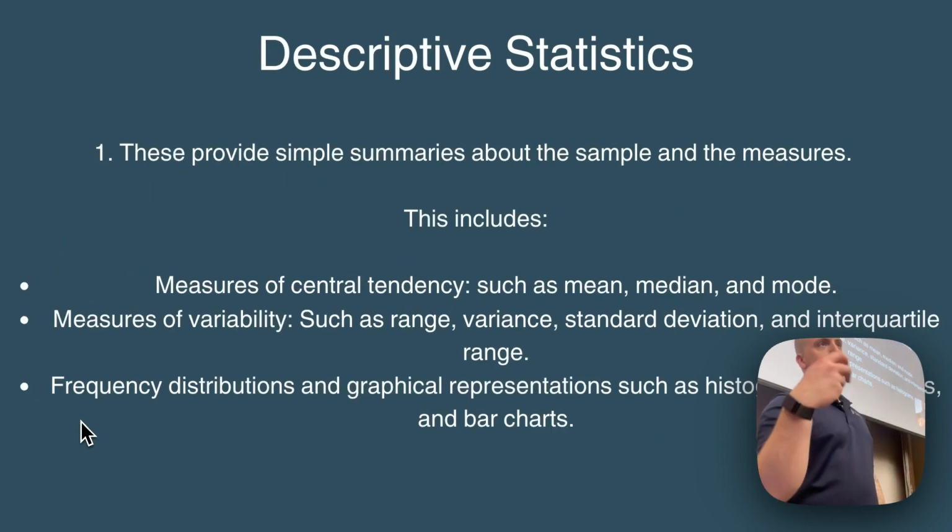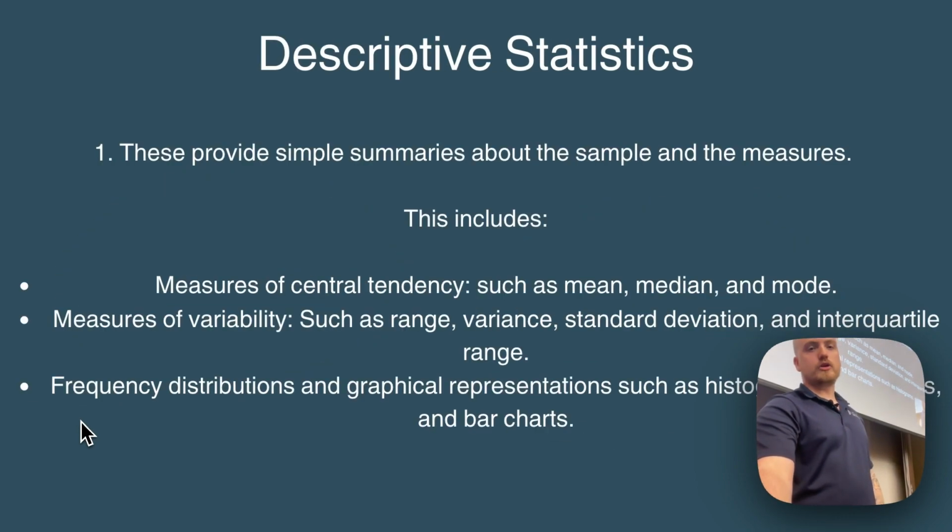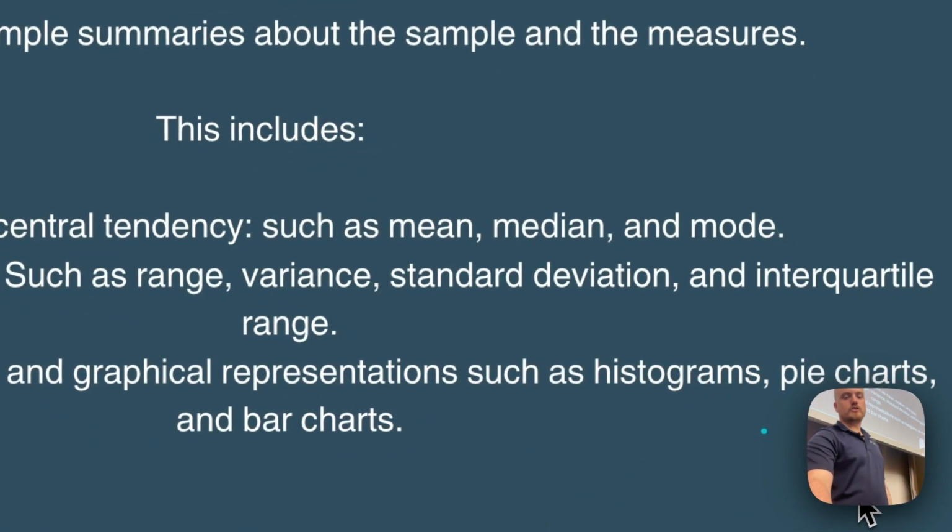So then we're going to run through all 4 different kinds of statistics that were on that chart there. But I really like this kind of high-level look at it, right? So descriptive, just some summaries about the samples and measures: mean, median, mode, variability, distributions, graphical representations such as histograms, pie charts, and bar charts, right? All describing everything, describing what's happening, describing why it's happening.